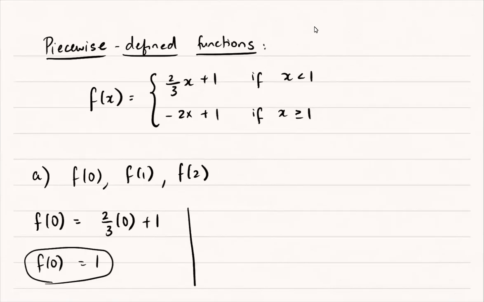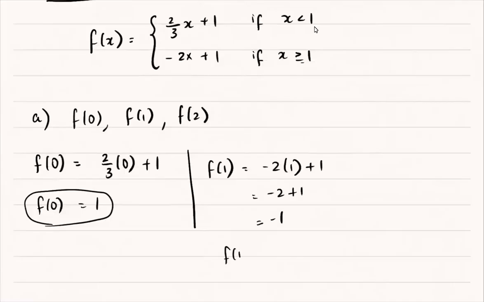Okay. Likewise, let's look at f of 1. Now where does 1 belong? 1 is not less than 1, but 1 is equal to 1, right? So that means I use the second function. So evaluate that by using the second function. So you have negative 2 plus 1 is negative 1. So my answer is f of 1 is negative 1.